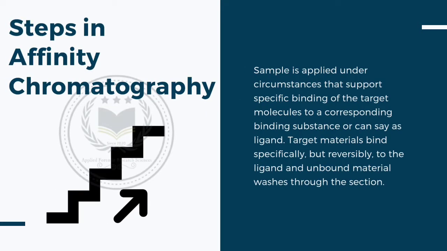Steps in affinity chromatography. The sample is applied under circumstances that support specific binding of the target molecules to a corresponding binding substance, which we can say is a ligand. Target materials bind specifically but reversibly to the ligand and unbound material washes through the column. Elution is conducted specifically using a competitive ligand or non-specifically by changing the pH, ionic strength or polarity. The target protein is collected in a purified, concentrated form. The affinity medium is re-equilibrated with binding buffer. This process can be outlined into the following three main steps.